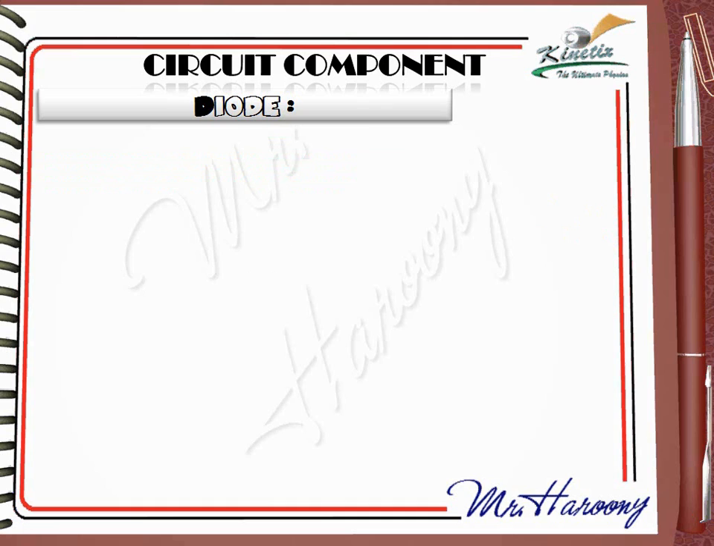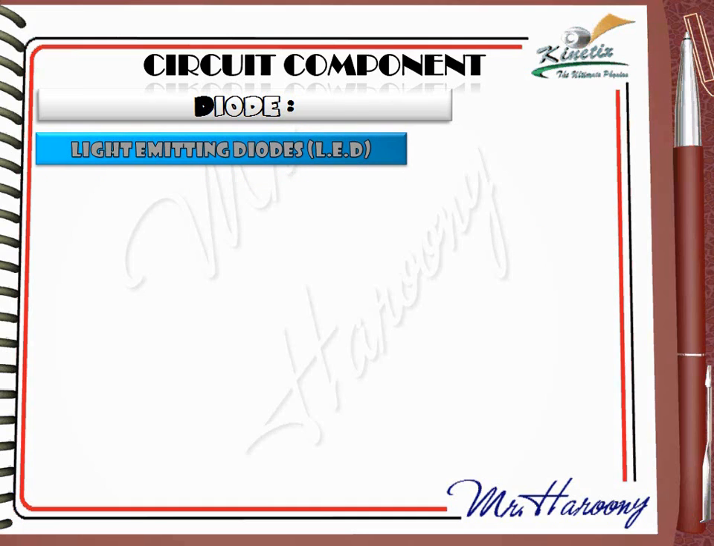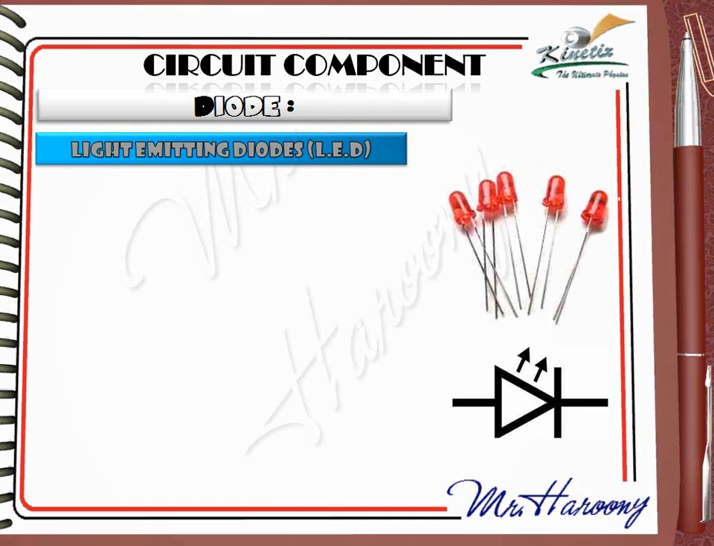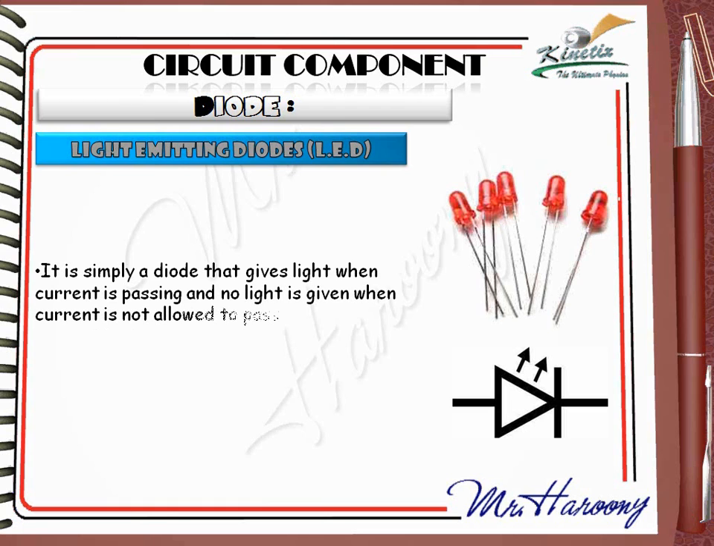Last part to study about the diodes is the light-emitting diodes, LEDs. They are not more than a normal diode that allows passage of current in one direction but not the opposite, but they have the ability to produce light in case of the forward bias, the case where current flows, and they give no light if no current or the bias is reversed. It is simply a diode that gives light when current is passing, and no light is given when current is not allowed to pass, or no current at all.